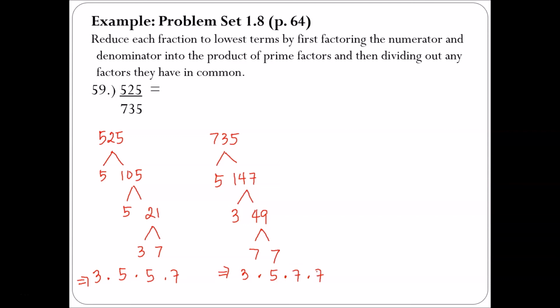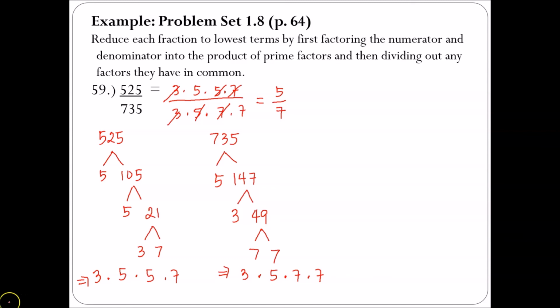Okay, now let's write the equivalent here and then we simplify. So 525 is 3 times 5 times 5 times 7, and 735 is 3 times 5 times 7 times 7. Okay, now to simplify, we can cancel out the 3. We can cancel out one 5, and we can cancel out one 7. So we have the leftover 5 over 7.